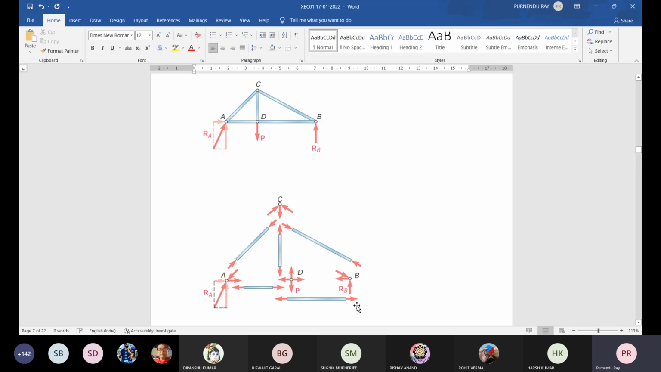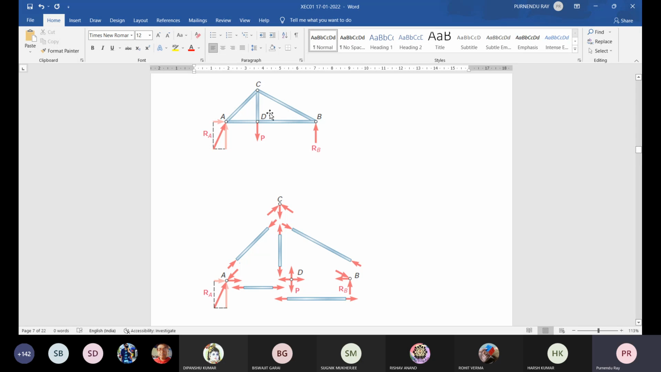Then what about the member DB? DB is subjected to some force. This force is this one, and at B, this force is this one. So the force offered by the member DB on the joint B is this one, and the force offered by the joint B on the member BD is this one. This one is horizontal towards right, this one horizontal towards left, equal and opposite in value. Next thing, the reaction RB.